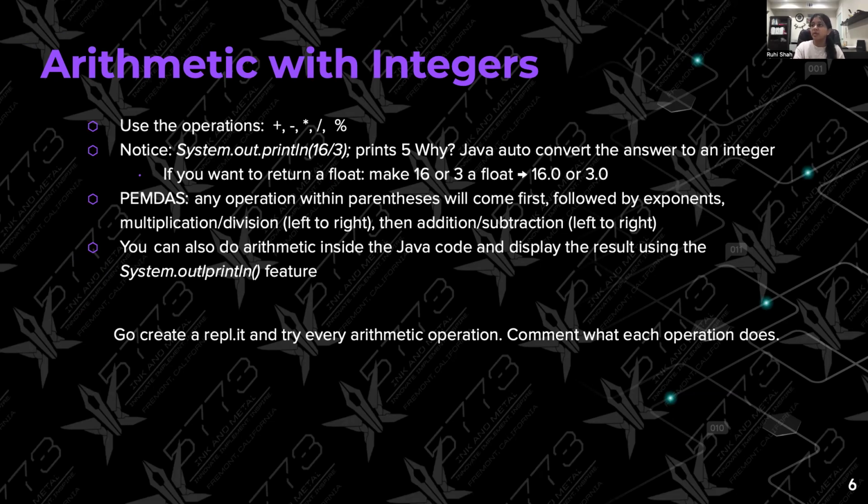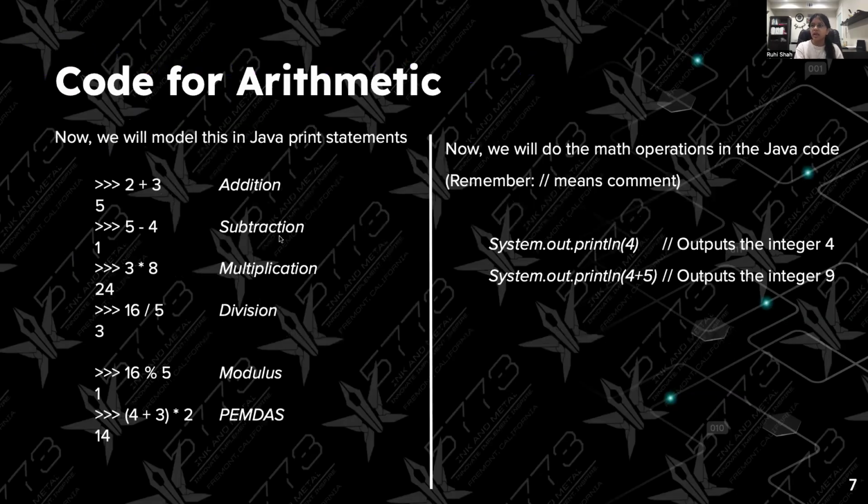You can also do arithmetic inside the Java code and just display the result by using System.out.println. Here are some examples of that. To add, you can just say 2 plus 3, subtract 5 minus 4, multiply 3 times 8, and division: 16 divided by 5 would equal 3, as we just discussed.